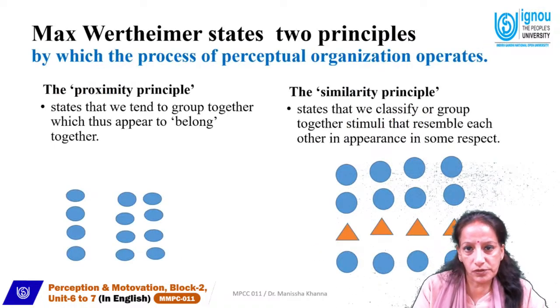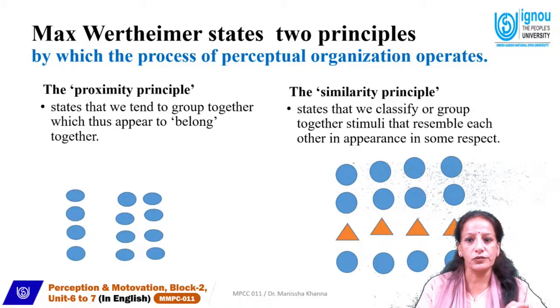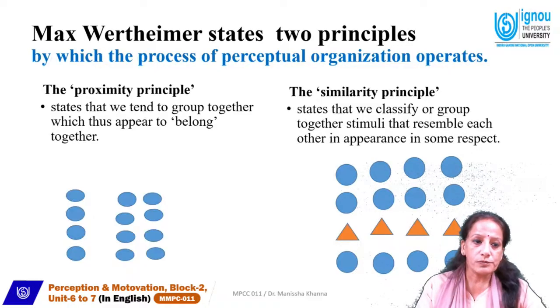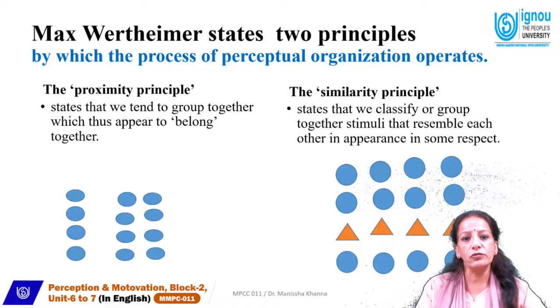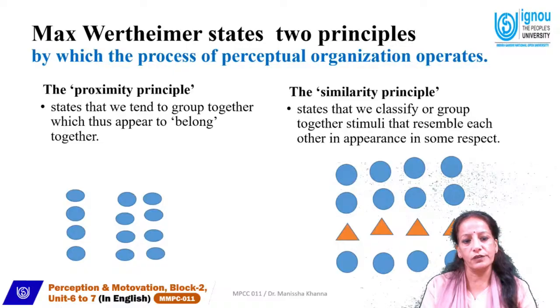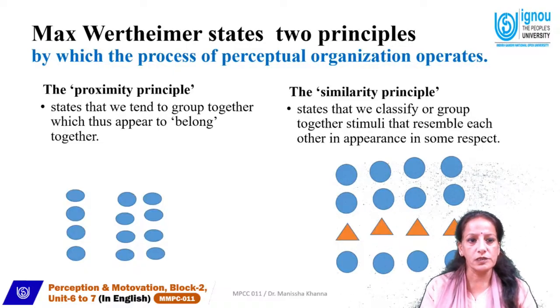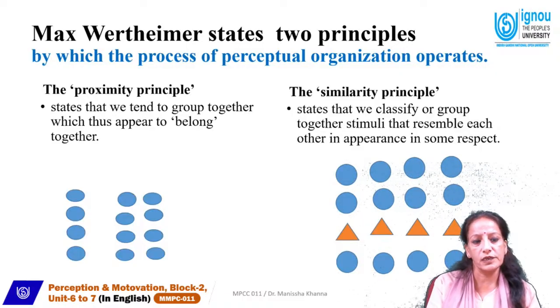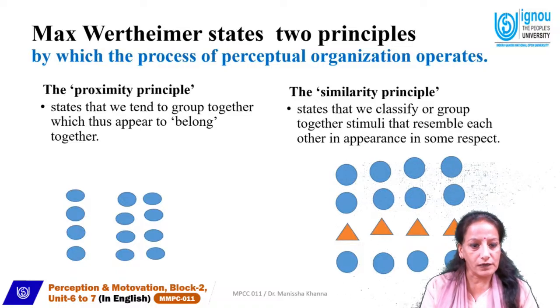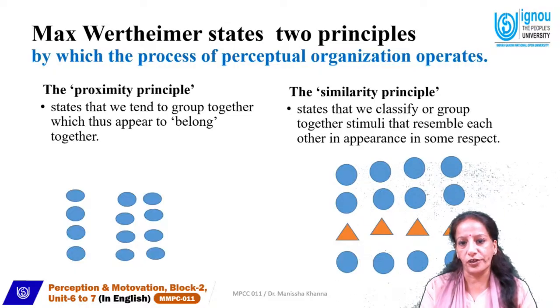So Max Wertheimer states two principles. First is the proximity principle and the similarity principle. The proximity principle states that stimuli which are close together tend to be grouped together, and thus appear to belong together. So we can see in this figure that there are blue circles. They tend to be in one particular group. We see them as belonging to one particular group because of the color of those objects.